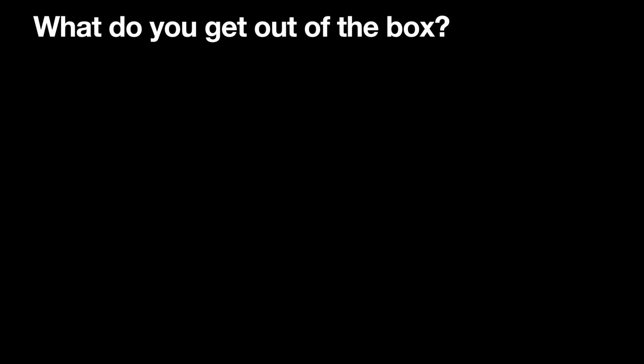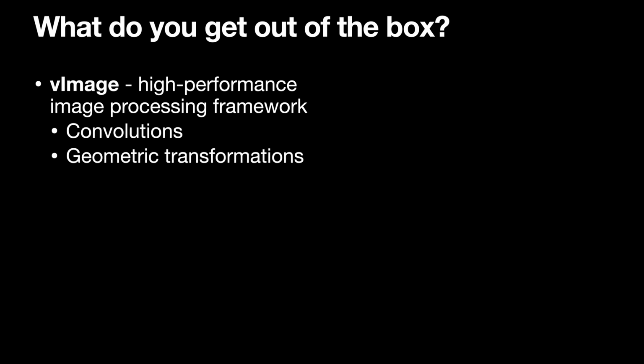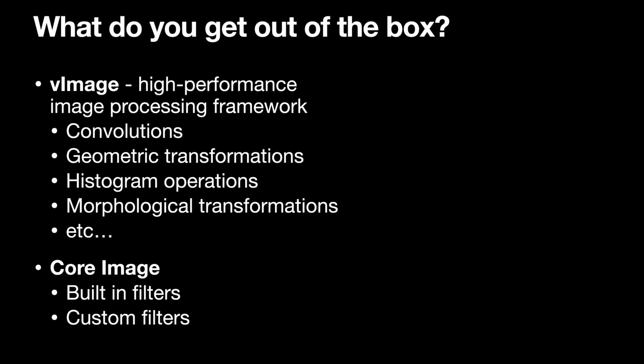Now, that concludes our whistle-stop tour of image processing, and I've barely touched the surface. And I'm sure you're thinking, this is all very nice, but it's probably pretty difficult. How do I do any of this? Well, you're pretty lucky. The frameworks come with a lot of stuff right out of the box. vImage is a high-performance image processing framework. It's got convolutions, transformations, histogram operations, morphological operations, and a bunch of other stuff. There's also Core Image, which has a bunch of built-in filters, along with the ability to add your own.